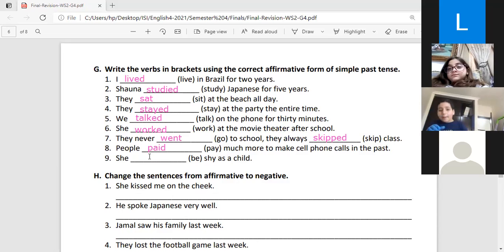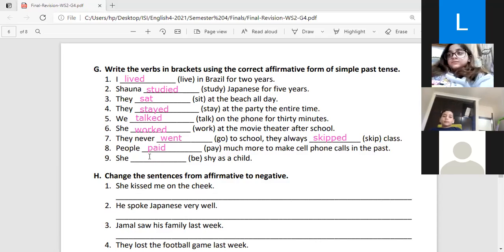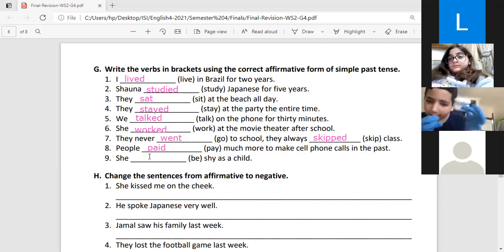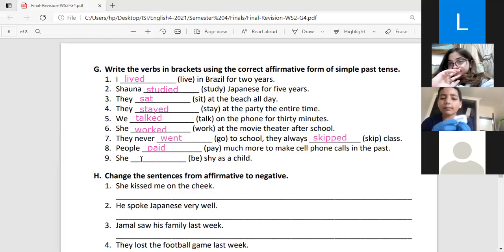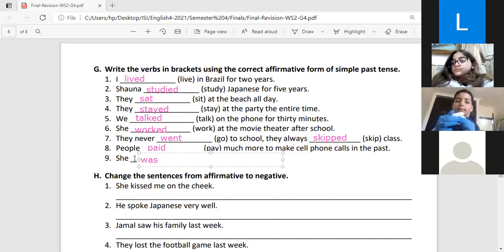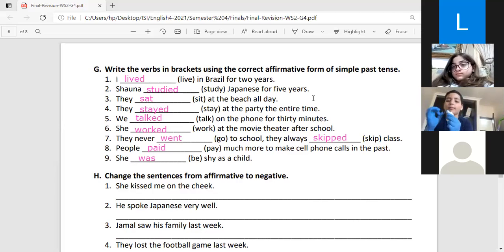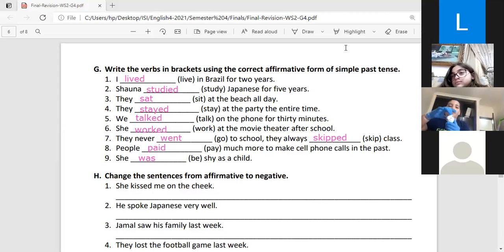Okay? The last one, she be shy as a child. Yes, Karim. Miss, can I do number 9? Yes, you can. This is the verb to be. She be shy as a child. Was. She was. Excellent. The verb to be in the past is was or were. Was is for the singular subjects and the subject pronoun I, and were is for the plural subjects. Okay? She was shy as a child. Great, guys. Excellent.